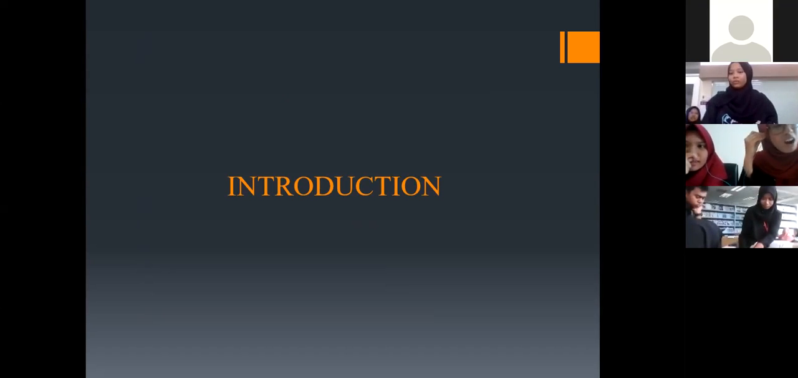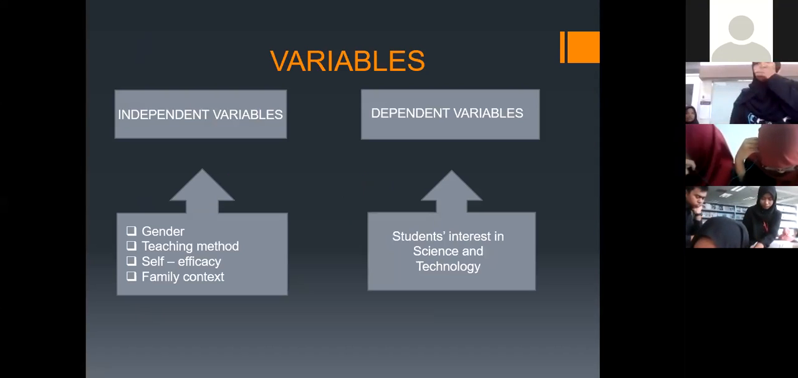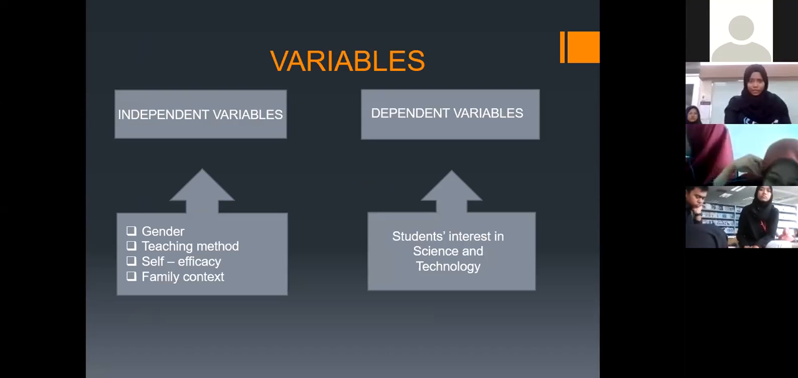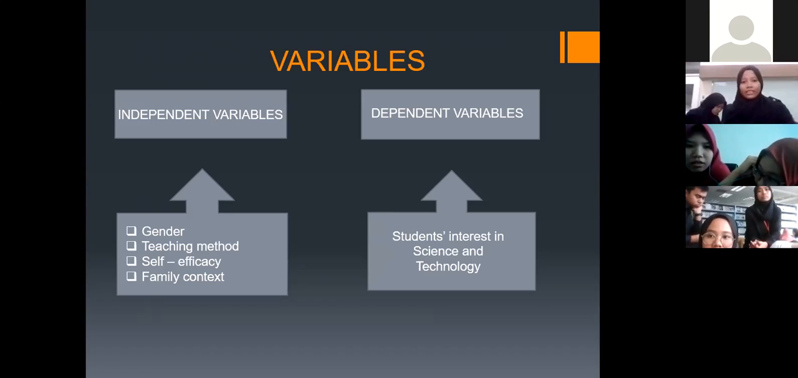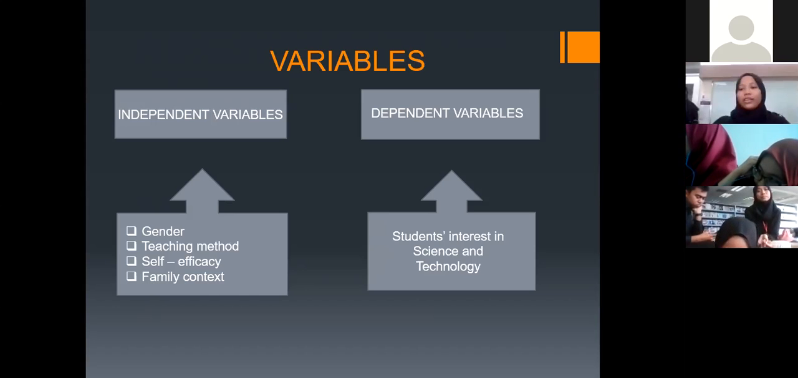This is our variables. Our independent variable is gender. Our dependent variable is student interest in science and technology.